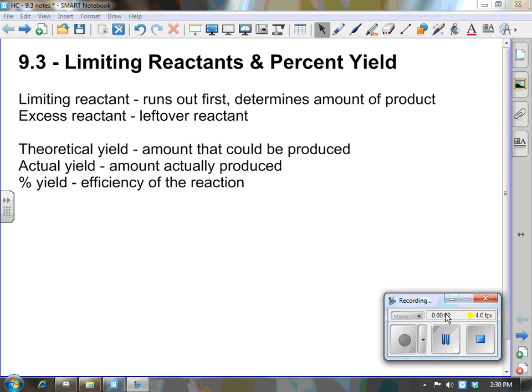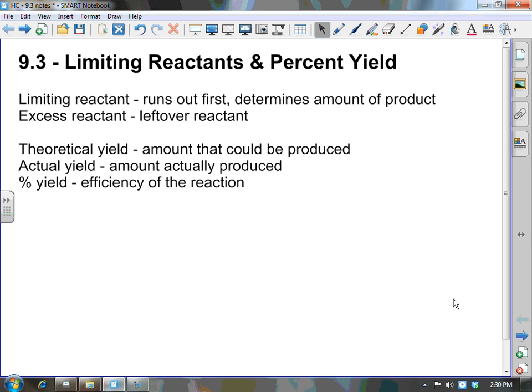In this video, we're going to look at limiting reactants and percent yield. The two pieces that we're going to spend some time on in this section is identifying which chemical is actually going to run out first. The premise behind that is a reaction is not going to go forever. Reaction is going to stop when one of the reactants runs out.